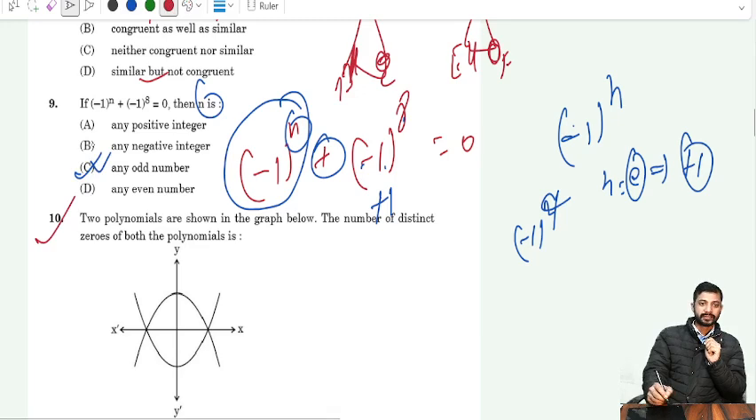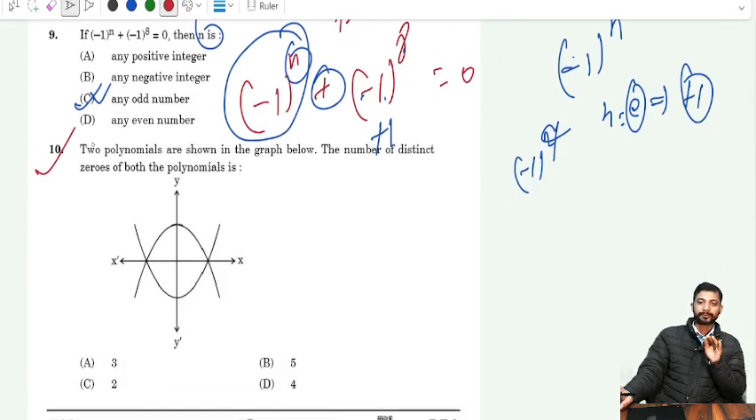Let's solve the next question. Question number 10. Two polynomials are shown in the graph below. Number of distinct zeros. Zeros, what is meant by zeros? Here you have to find zeros. It means where they are crossing the x-axis.